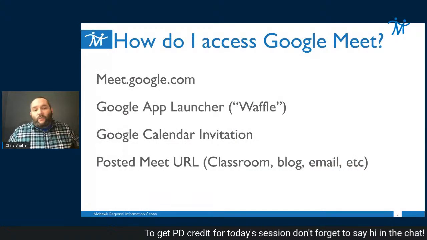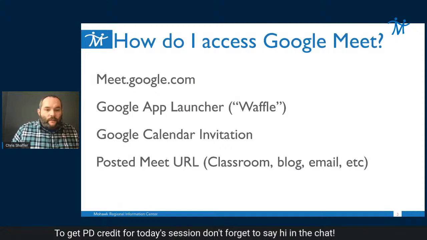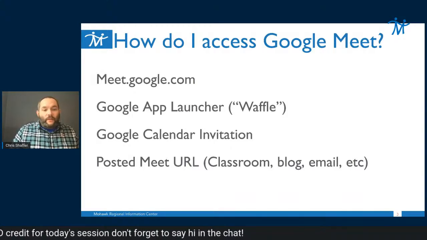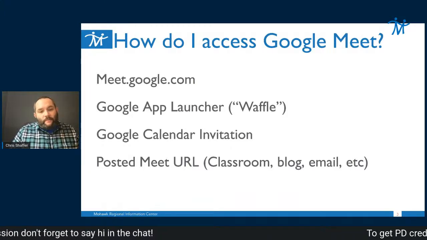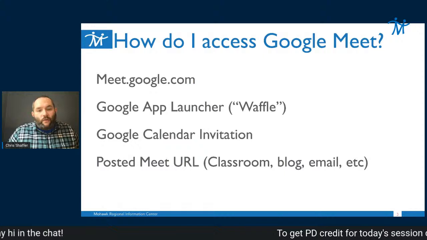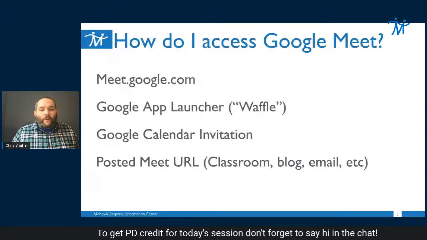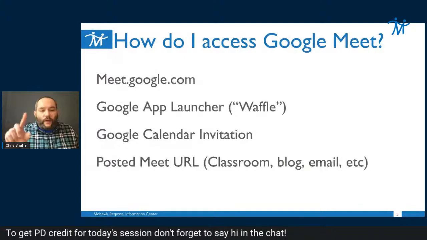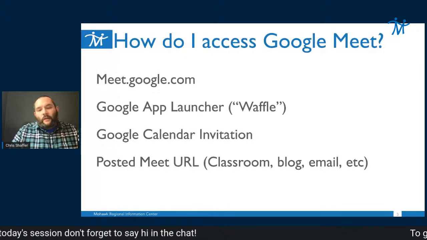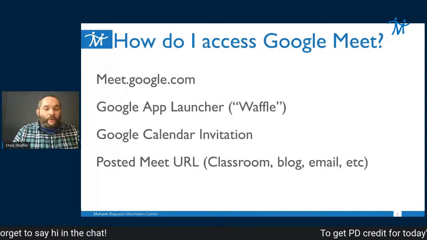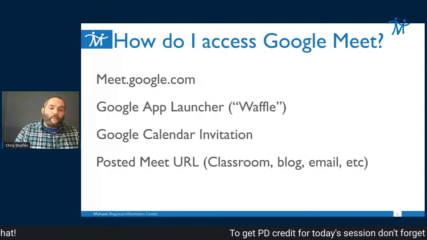You can access Google Meet a variety of different ways. The first way is to just type in the address meet.google.com. That will take you to the Meet homepage. It's also accessible through the Google App Launcher, or waffle, in the top right-hand corner of the screen. So if that's how you get to all of your different Google apps, you can always go through that.